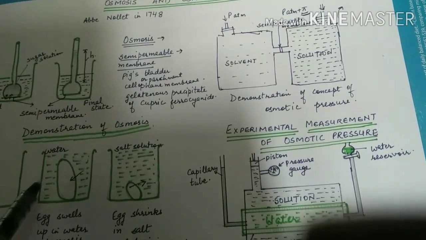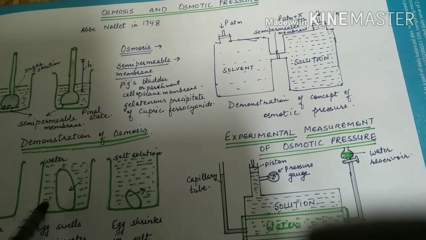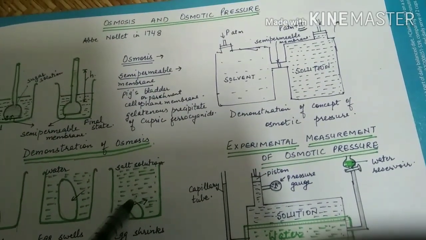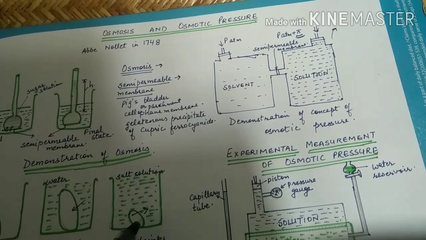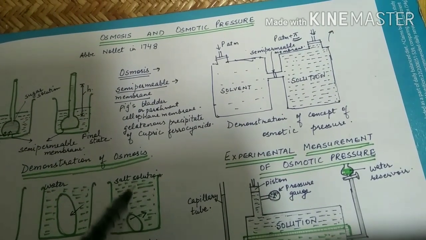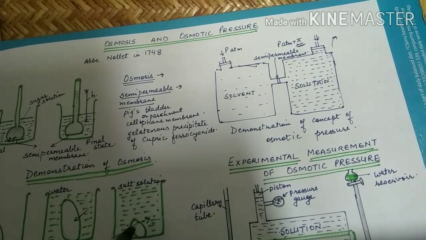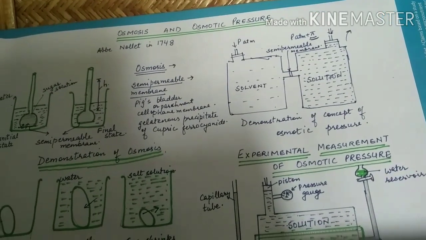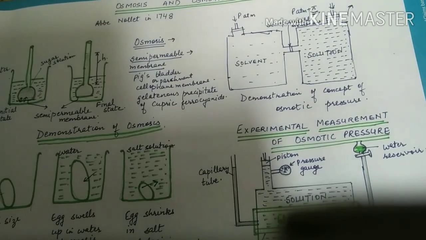So here, the egg is placed in a hypotonic solution. The solution which has lesser concentration than a given cell is called hypotonic solution. A solution which has higher concentration than that of the cell is called hypertonic solution. So here the egg is placed in a hypertonic solution. And we have another kind of solution which has the same concentration as that of the cell. Then that solution is called isotonic solution.